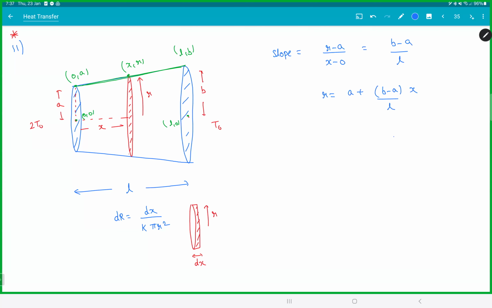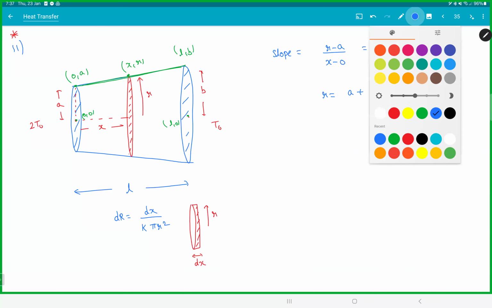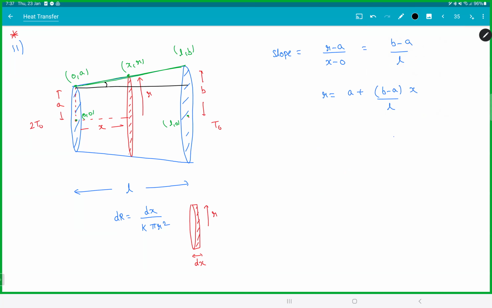That is one way to do a straight line equation. Or you can say the line is a linear function. You can say r is equal to cx plus d. When x is equal to 0, r is equal to a. When x is equal to L, r is equal to b. Substitute and find c and d. That's another way to do. Or you can drop a perpendicular like this. This angle is theta. Tan theta is this side by this base. Tan theta is also this by this, na? Which is actually the slope, isn't it? Tan theta is the slope. You could have done that also. Is that making sense? So there are multiple ways to figure it out. See which one works for you.